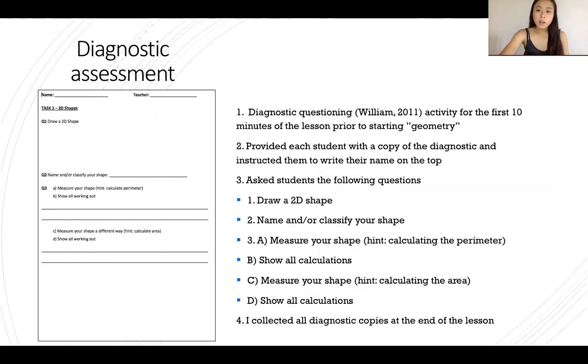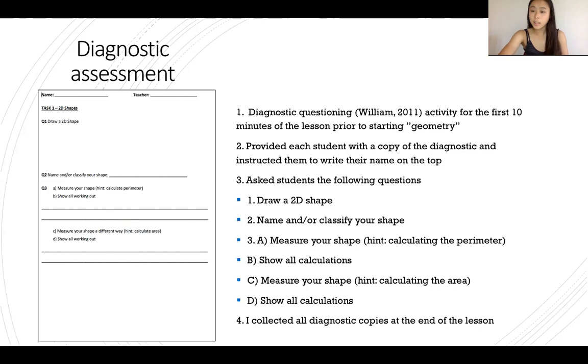I started off with a diagnostic, which we used in the first 10 minutes of our class. I provided a copy for each of the students where they would write their names on the top. And I asked the questions to draw a 2D shape, to name or classify the shape, to measure the shape using perimeter and area, and to show all working out.